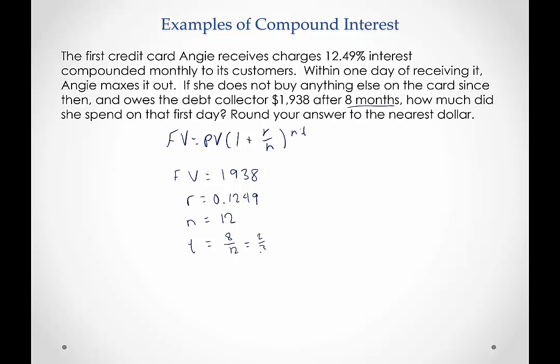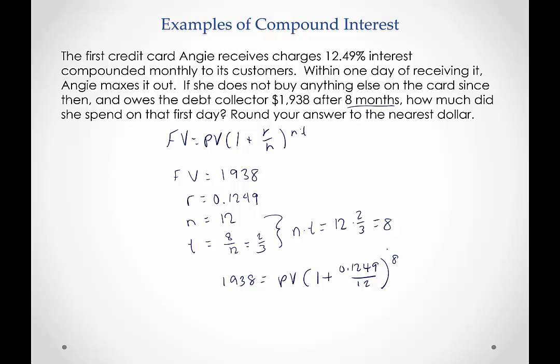That would be 2/3. You don't have to simplify it. You're going to plug it into the calculator, so it's up to you if you want to simplify or not. But what I would do is I would calculate that n times t, so we don't make that mistake. And n times t here would be 12 times 2/3, which ends up being 8. When we plug in these values, we have 1,938 is equal to our unknown times 1 plus 0.1249 divided by 12, it's monthly, raised to the power of 8.